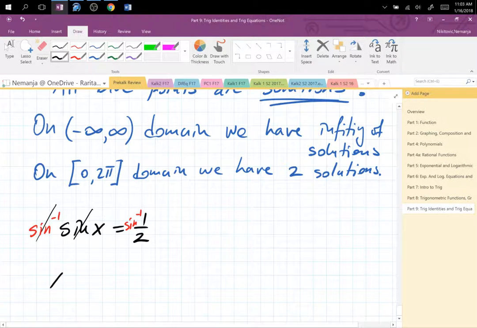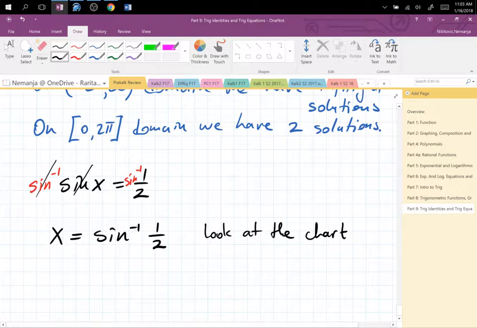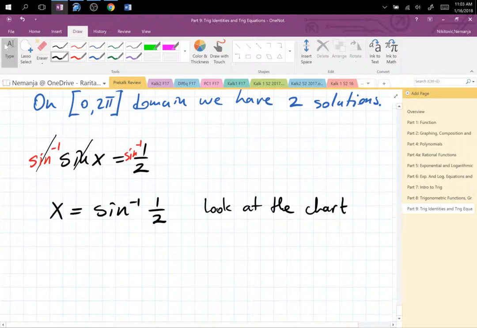And what you get is x equals sine inverse of 1/2. And now you are going to look at the chart. Remember the chart of all the values that we dealt with. And you find that x is equal to pi over 6 or 30 degrees, whatever, but pi over 6 is better, right?